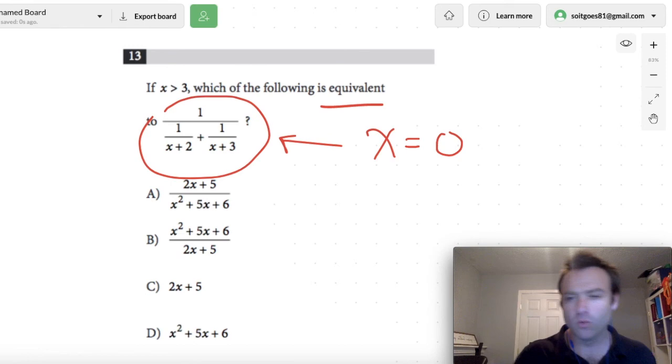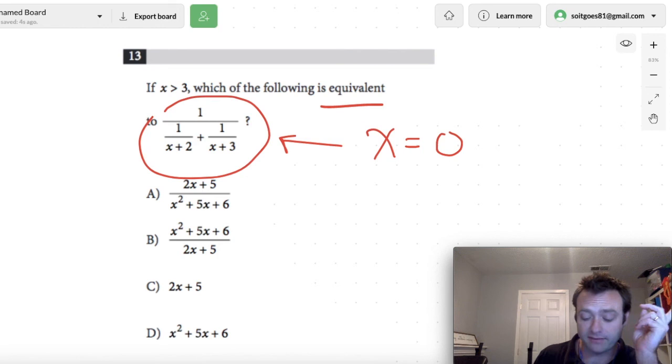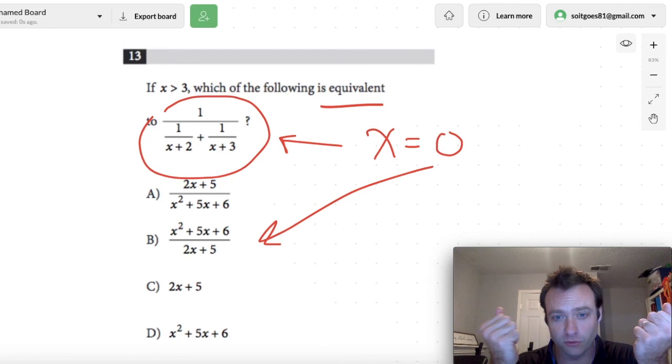We could do 1 or 2, but I think 0 is just the easiest. So we're plugging 0 into that expression. We're going to plug that same value into the answer choices, and whatever the expression in the question equals, we should get the same value for the correct answer choice. Does that make sense? Yes. I'm going to show you exactly what it looks like, so let's do it.